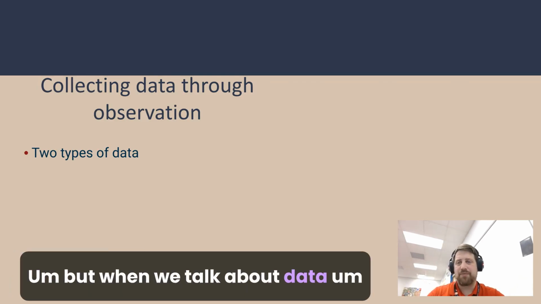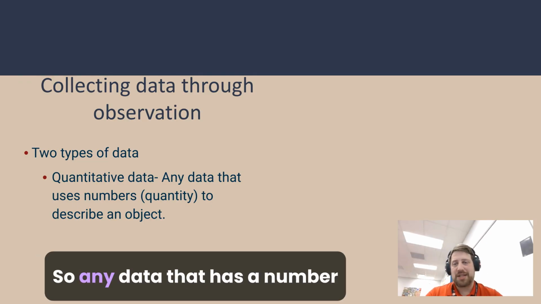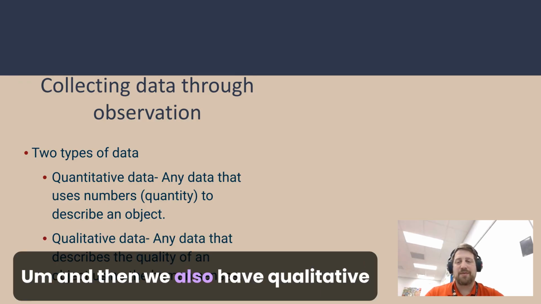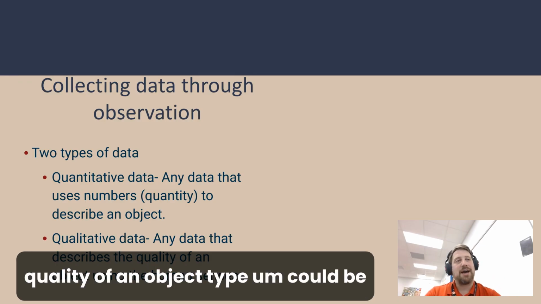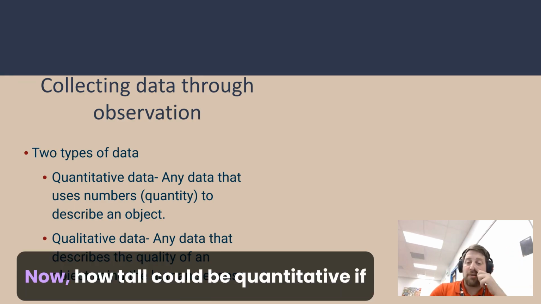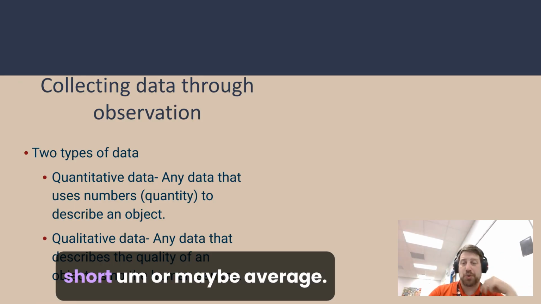But when we talk about data that we observe, there are two types. We talk about quantitative data, so any data that has a number associated with it, a quantity. And then we also have qualitative data, any data that describes the quality of an object. Could be color, could be how tall. Now, how tall could be quantitative if you know the exact amount, but you could just say they're tall or they're short, or maybe average.